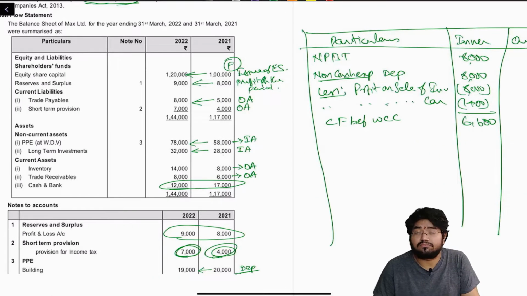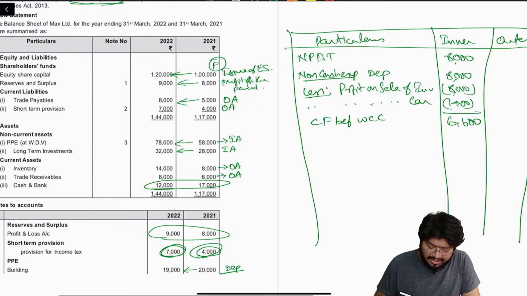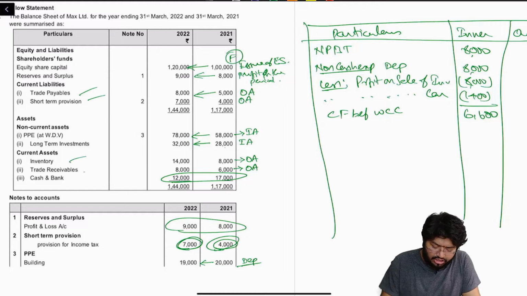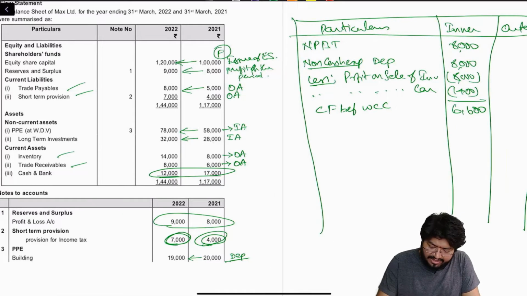Current assets and current liabilities. Excellent. So out of these current assets and current liabilities, will you consider cash and cash equivalents? We will not consider. Only inventories, trade receivables, trade payables and short-term provisions are supposed to be considered. Let's do that. Inventories. So how much is it?